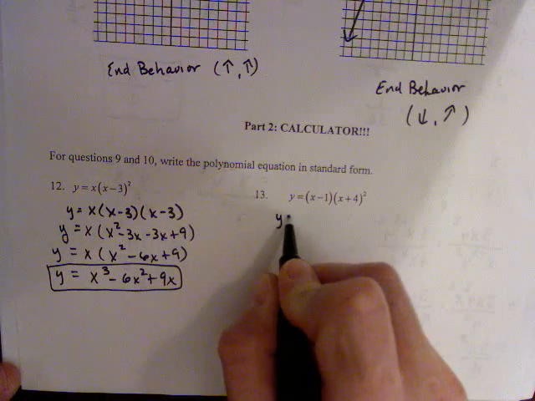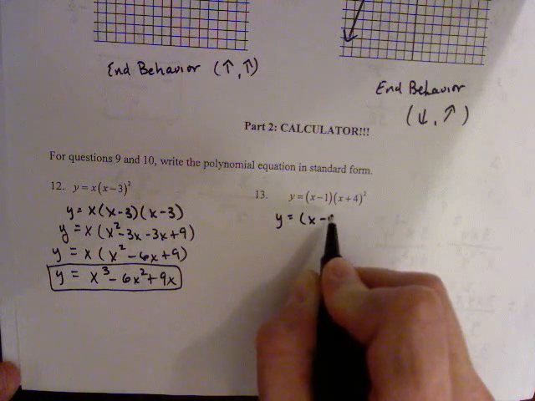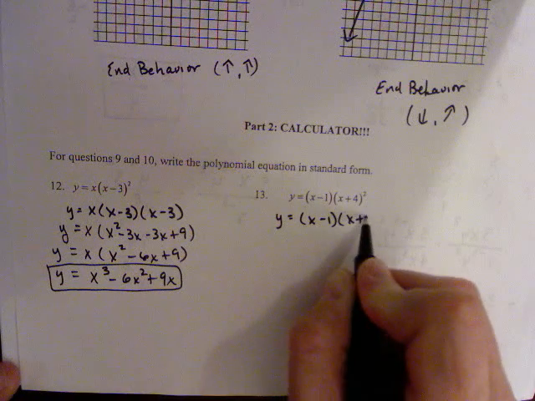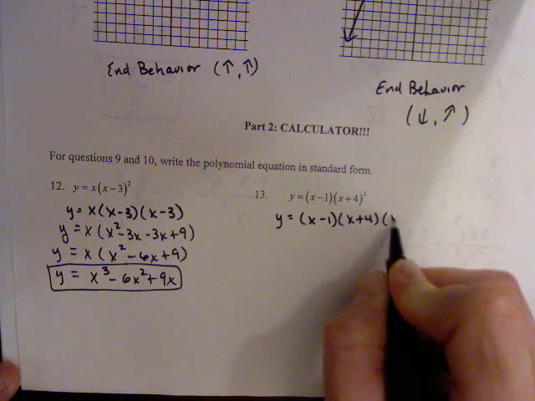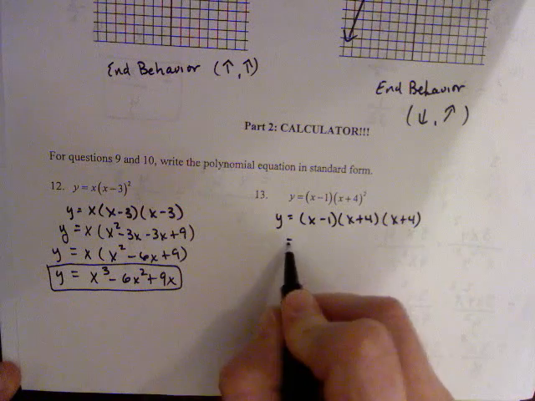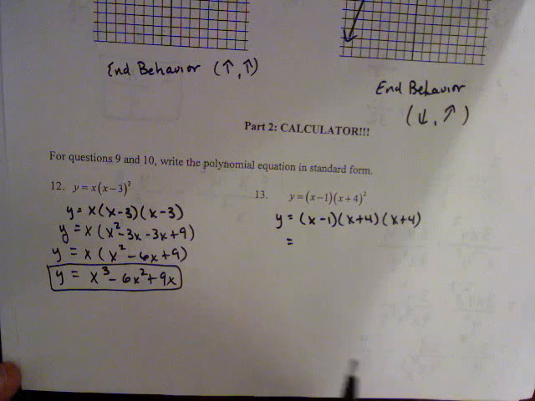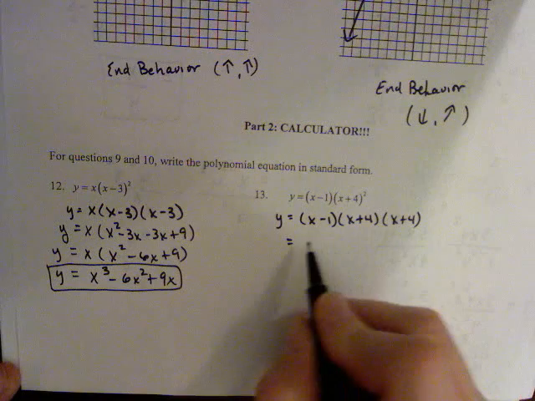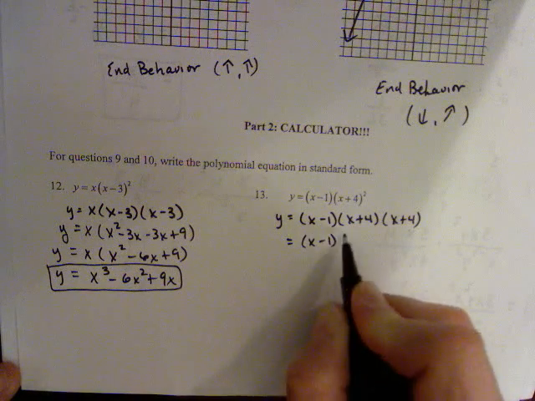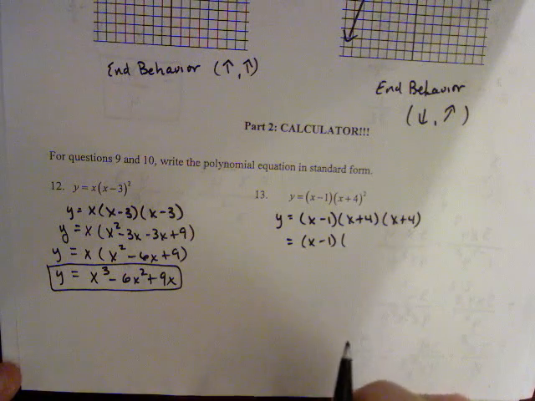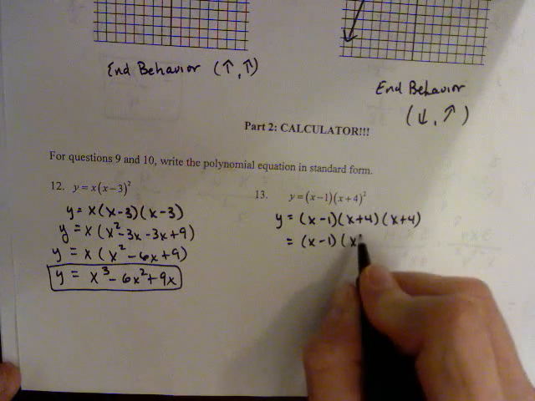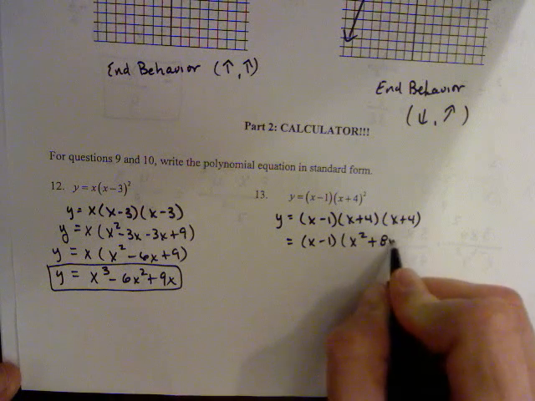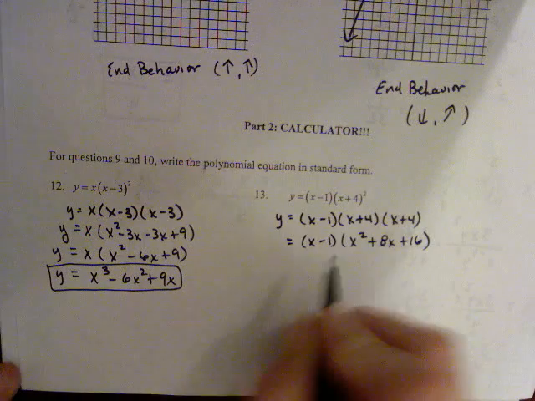Over here, I will begin by taking the x plus 4 and multiplying it by x plus 4. We can multiply in any order since multiplication is commutative, so I will carry along my x minus 1 and multiply out x plus 4 squared, which gives me x squared plus 8x plus 16.